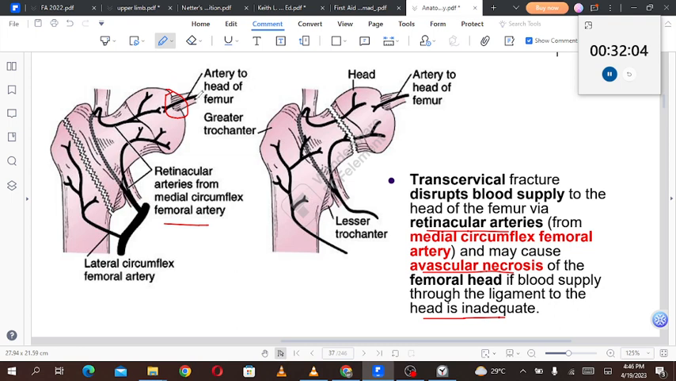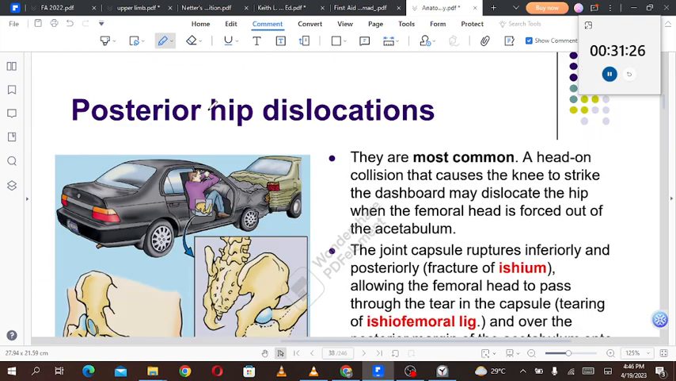If the blood supply coming from this ligament is inadequate, the anastomosis coming from the retinacular artery, the medial circumflex artery, will compensate for that. Now if we have a fracture at this position, that is called a transcervical fracture, the retinacular arteries will be lost and the anastomosis is gone. Resultantly, if there is inadequate supply by the ligament, the head can undergo necrosis. But if the fracture looks something like that, the blood supply is intact, so it will compensate for the supply to the head, and there will be no avascular necrosis in this case.